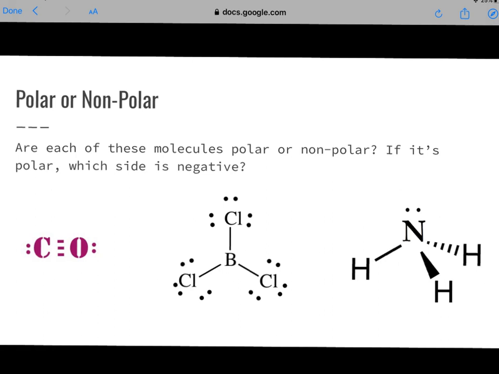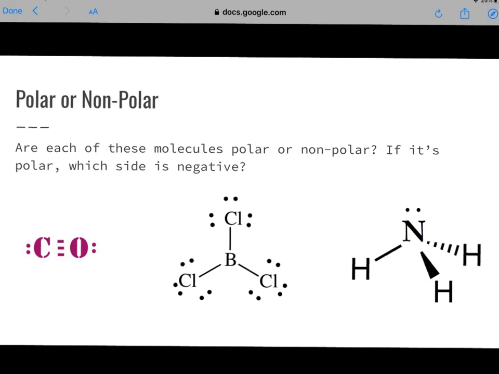Right, so here are some practice questions now. You should pause the video again and try to decide, are these molecules, each one, polar or nonpolar? And if it is polar, where's the negative side? Where's the positive side? I'll go through the answers now.